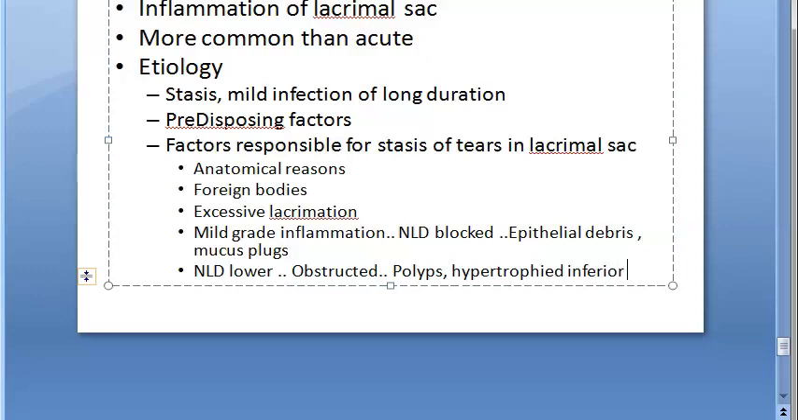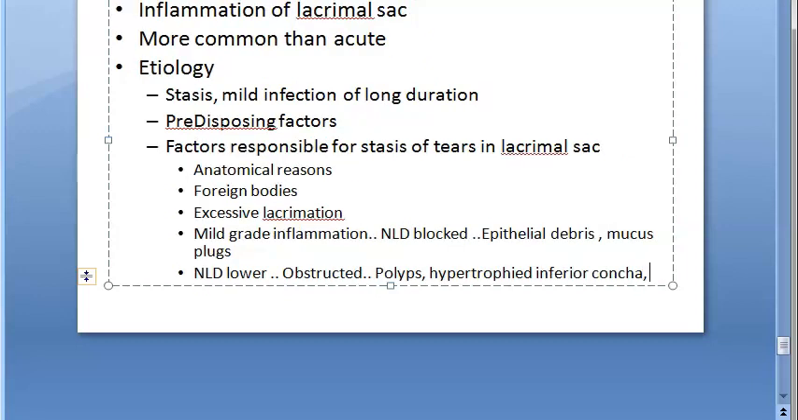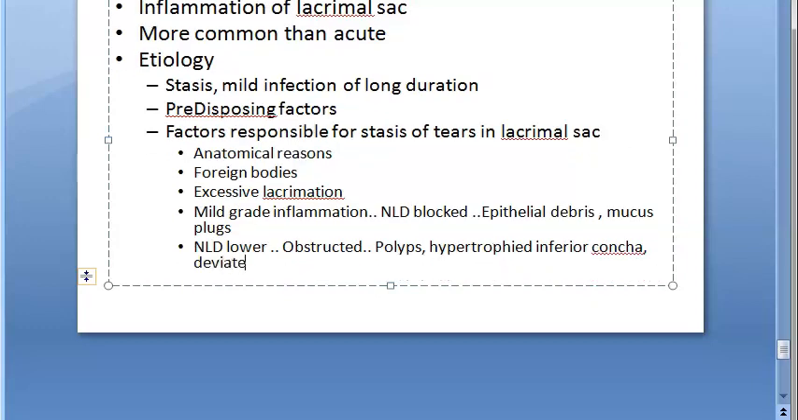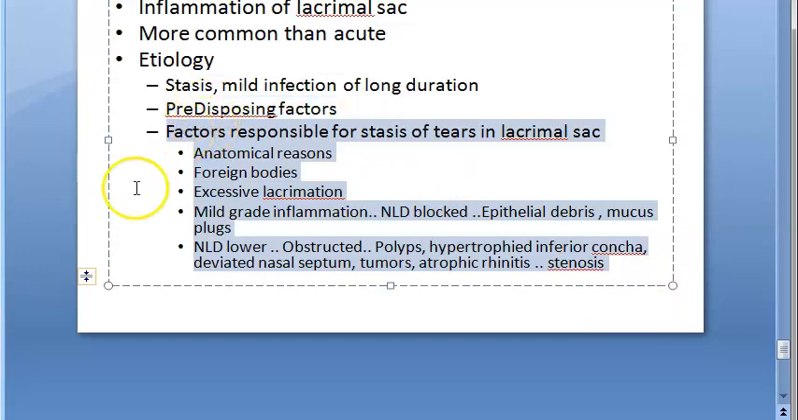Then deviated nasal septum, a marked degree, a huge deviated nasal septum, tumors, atrophic rhinitis causing stenosis. So stagnation of tears will happen in the lacrimal sac because of these factors.